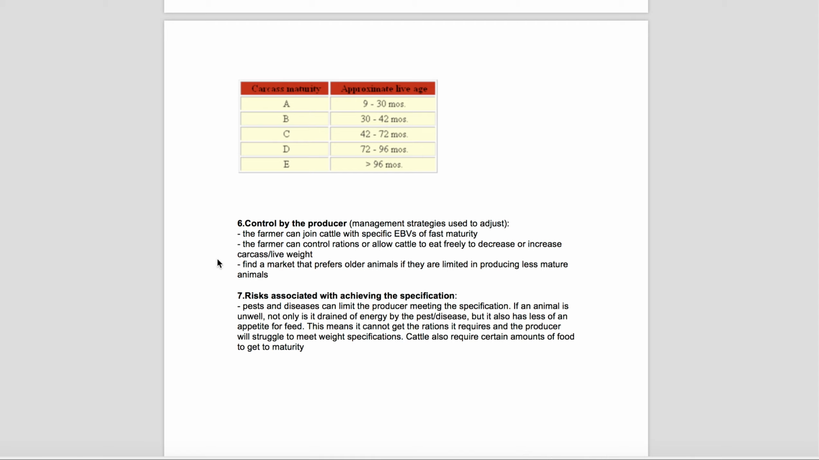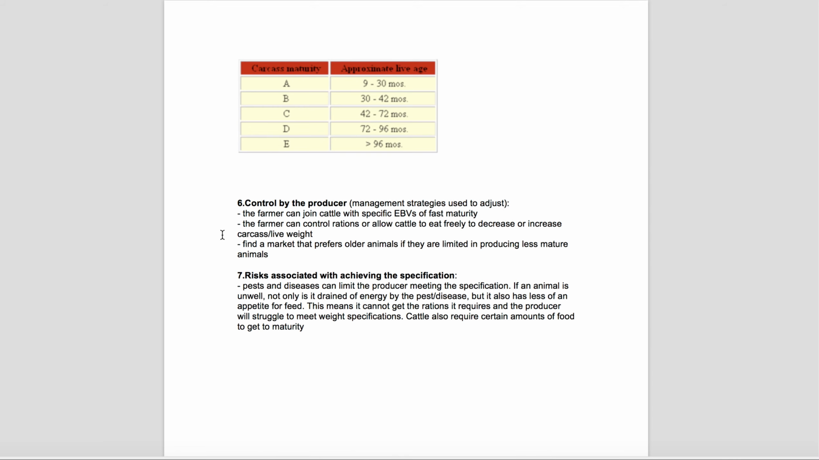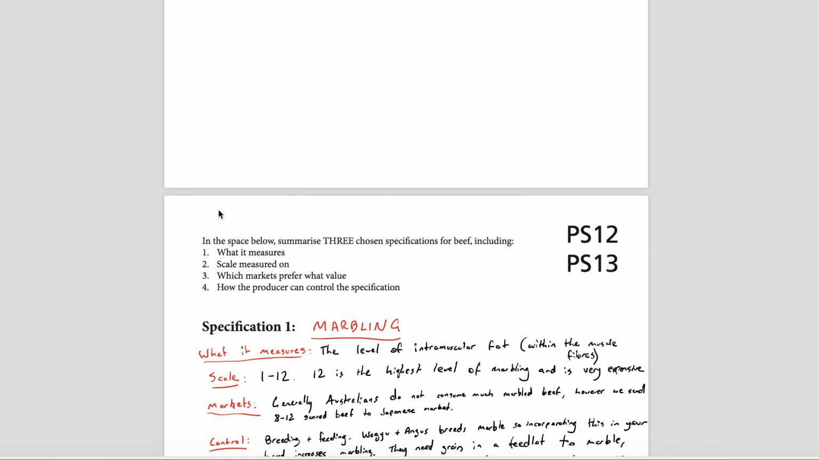Ways that you control it. Obviously, if you have fast maturing cattle that can get to a good weight earlier, that is going to improve the ossification score because the animal will be younger when it gets to full maturity weight, which is good for quality and tenderness.